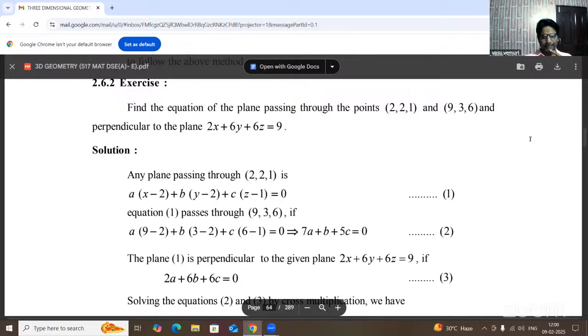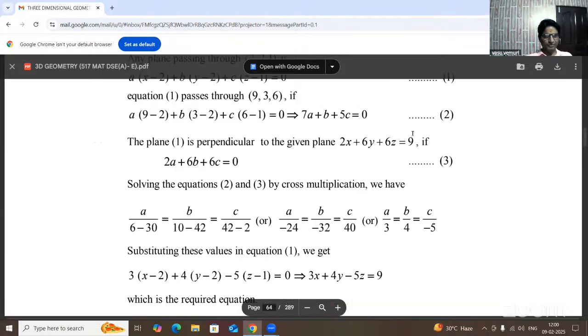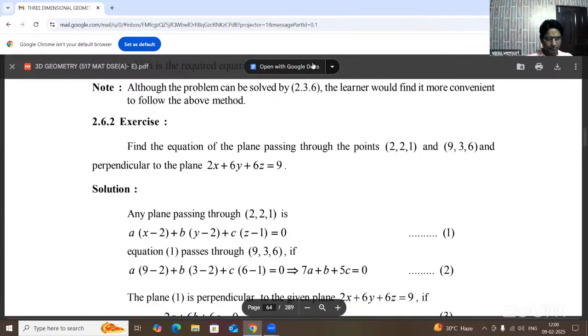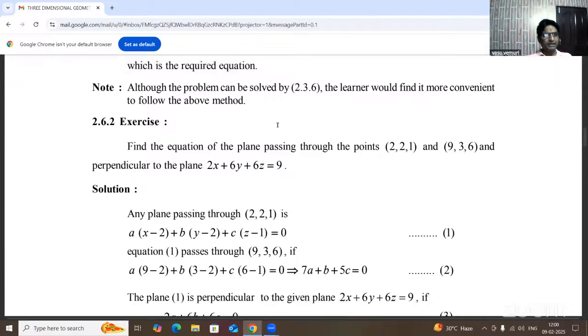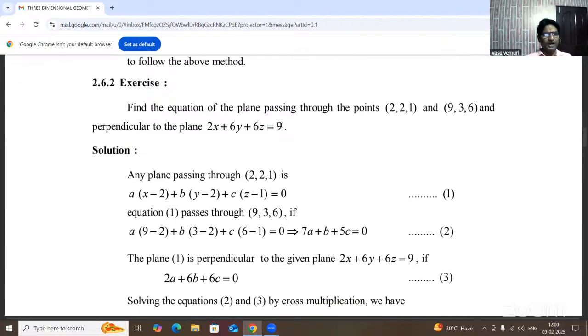Students, listen carefully. Find the equation of the plane passing through the points 2, 2, 1, this is one of the points, and the second point is 9, 3, 6, and perpendicular to the plane 2x plus 6y plus 6z equal to 9. Here 2 points are given.